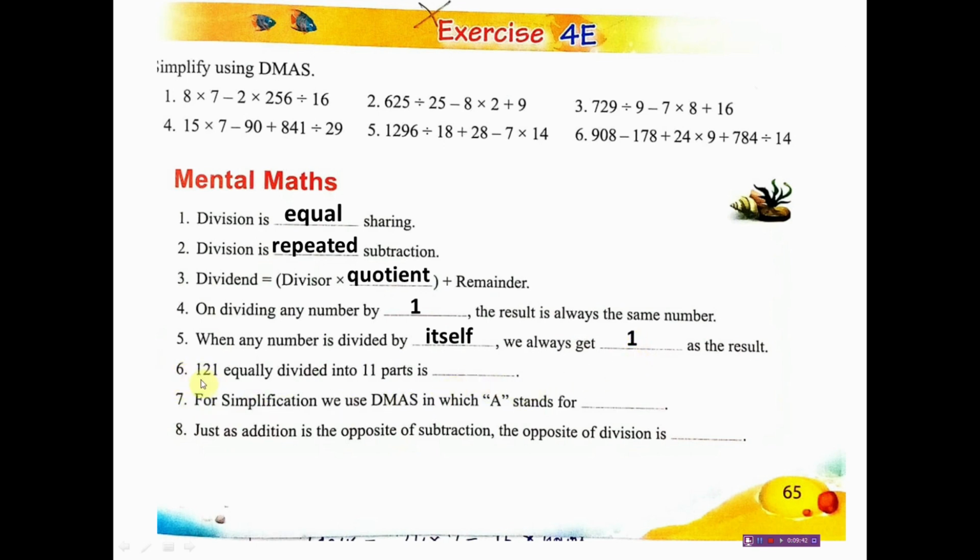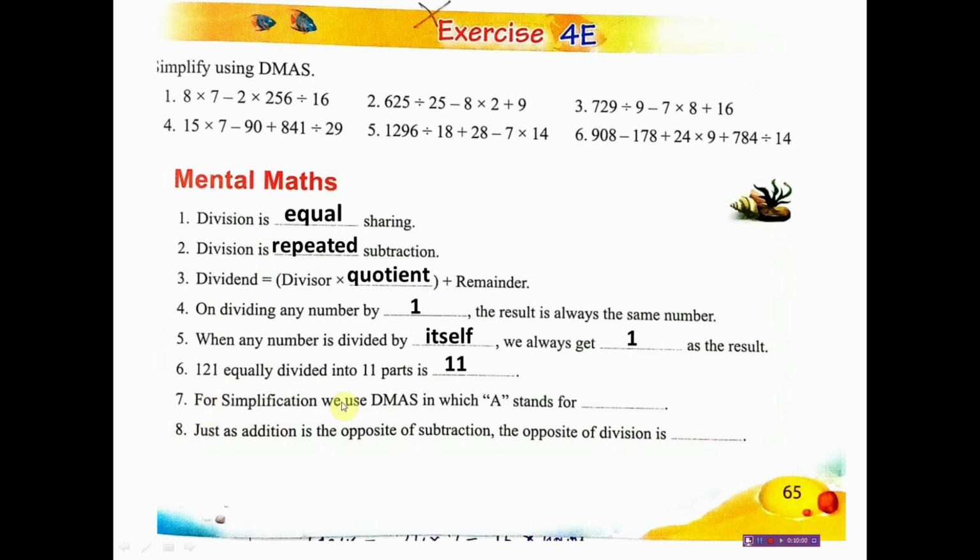Now let's see this one. 121 equally divided into 11 equal parts. That means we are dividing 121 by 11 and the answer will be 11. You can divide and find out.